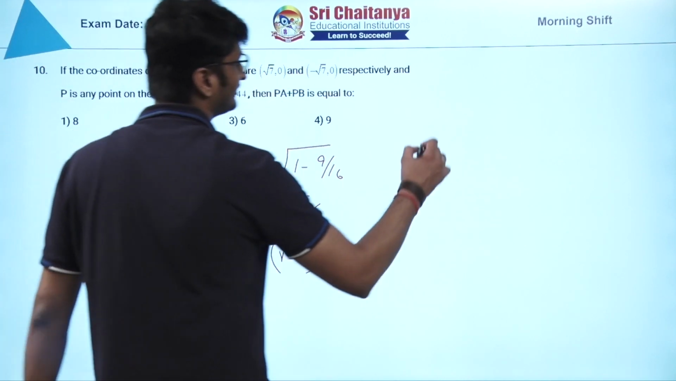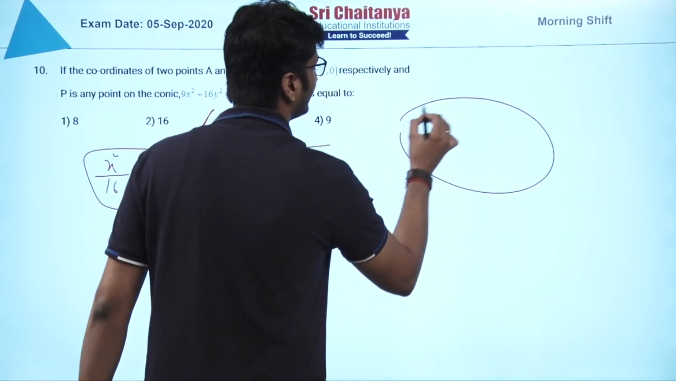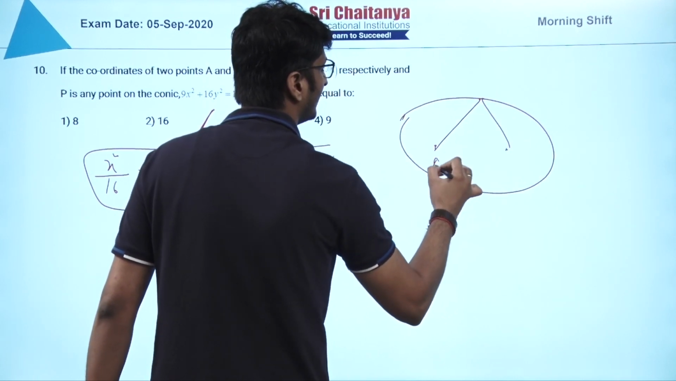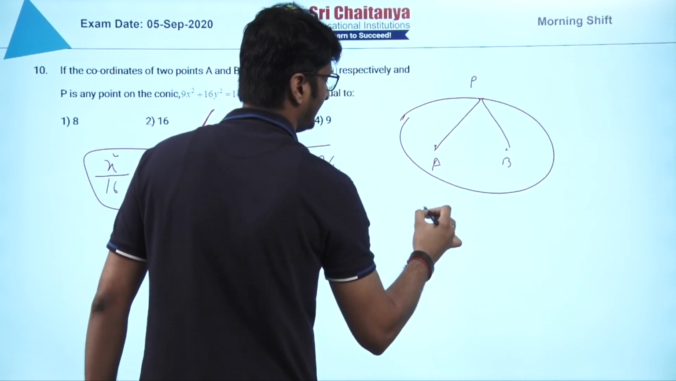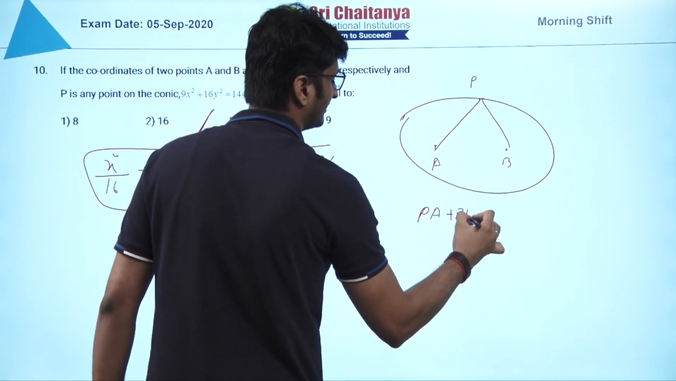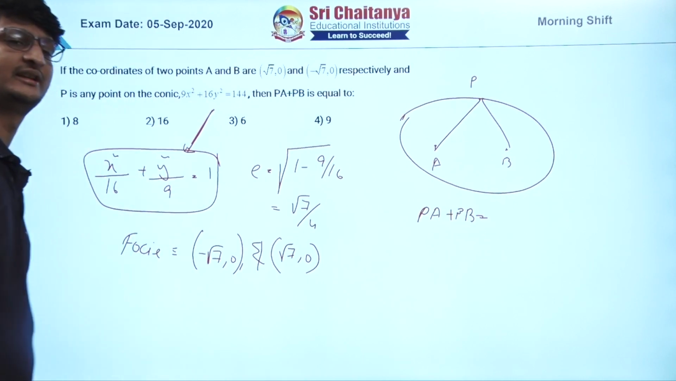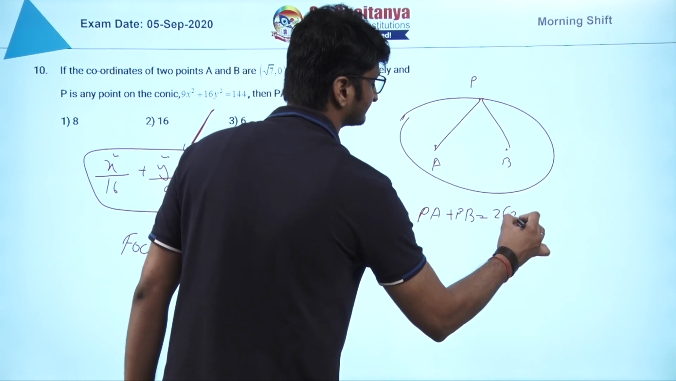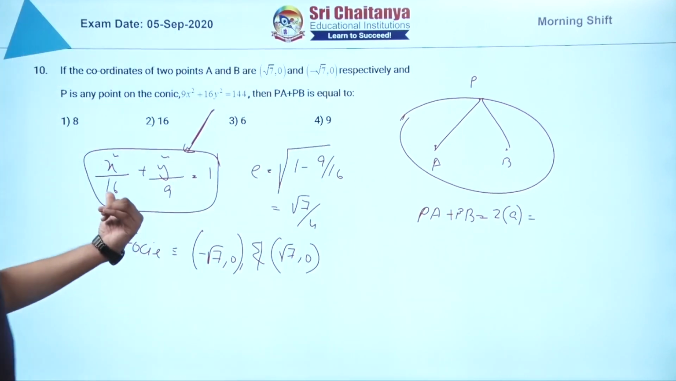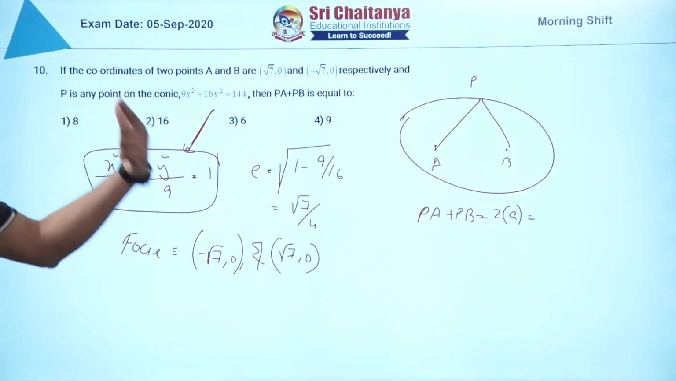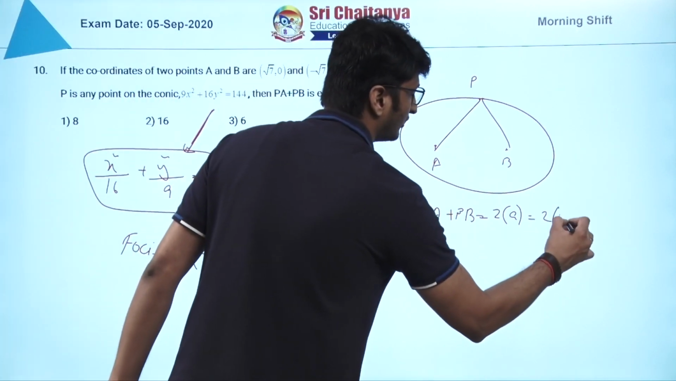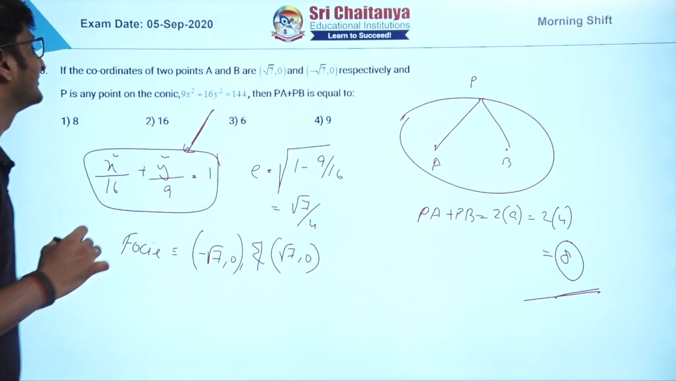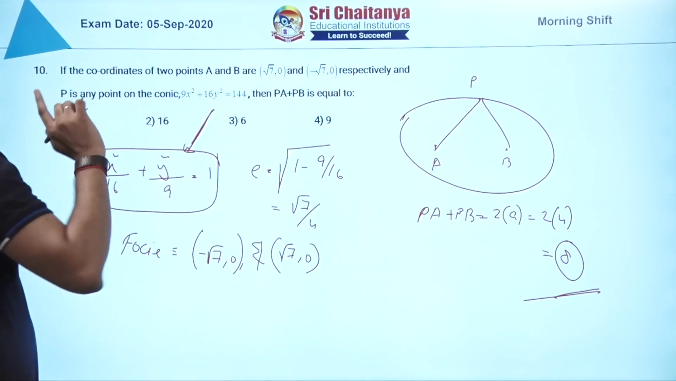So from the definition itself we can say these are the foci. So obviously for A and B, PA plus PB will always be equal to a constant, and that constant is equal to twice the semi-major axis. Here the major axis is 8, that means the semi-major axis is 4. So it is nothing but 2 into 4, the answer is 8. The easiest of the questions, I guess. Option number 1 is the correct one.